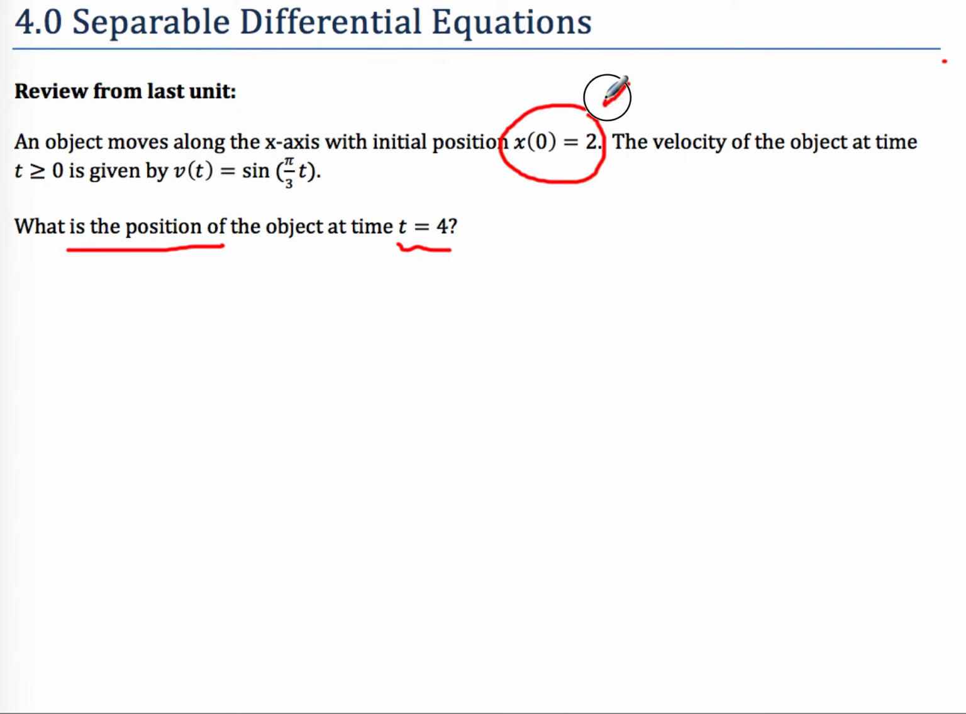Well, our initial position is at 2, and then to that we have to add the position after we travel this distance on the velocity curve. So we're going to go from 0 to 4 of our velocity function, which is sine pi by 3 t dt.